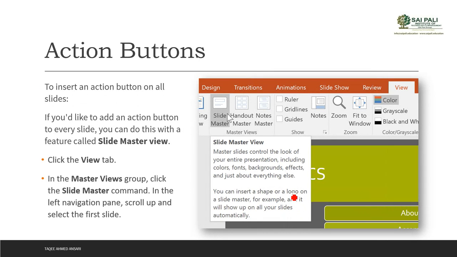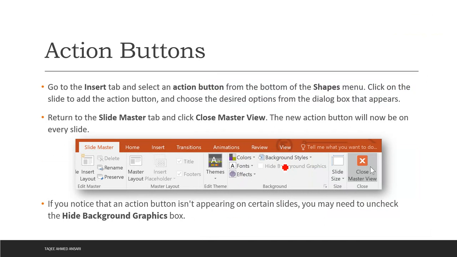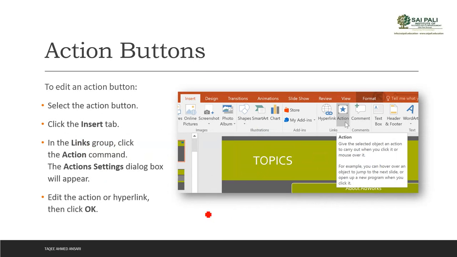And if you want to add it to all the slides at the same time, then you can add it from the slide master view. You go to the slide master view and then add the button there, and it will be added into all the slides in your presentation. After that you can close it, and if you want to edit that action button, select the action button, then in the Insert tab, in the Links group, click on Action. It will open the action settings, and then you can modify your settings.